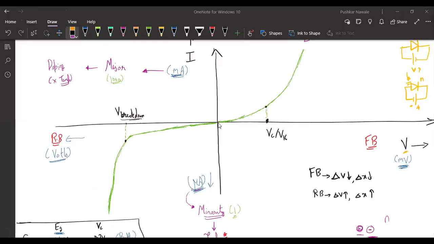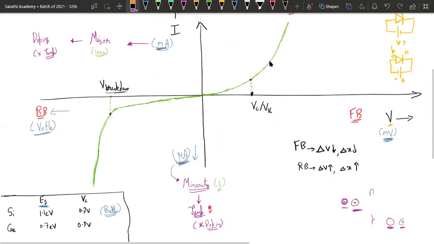Can you tell why silicon is better? It has a knee voltage which is less, so that is more useful, no? It has a knee voltage which is more. It is written 0.7 and 0.3. Now is it clear? For silicon it is 0.7. For germanium it is 0.3.